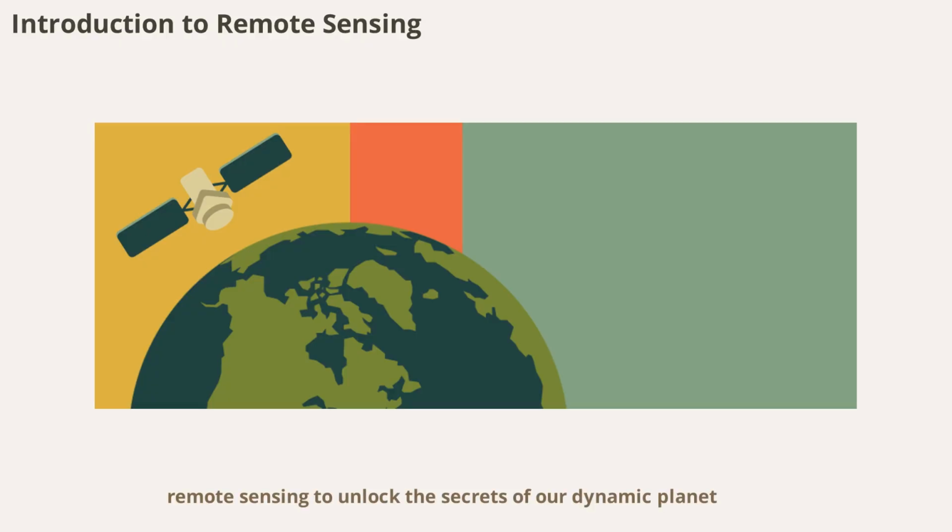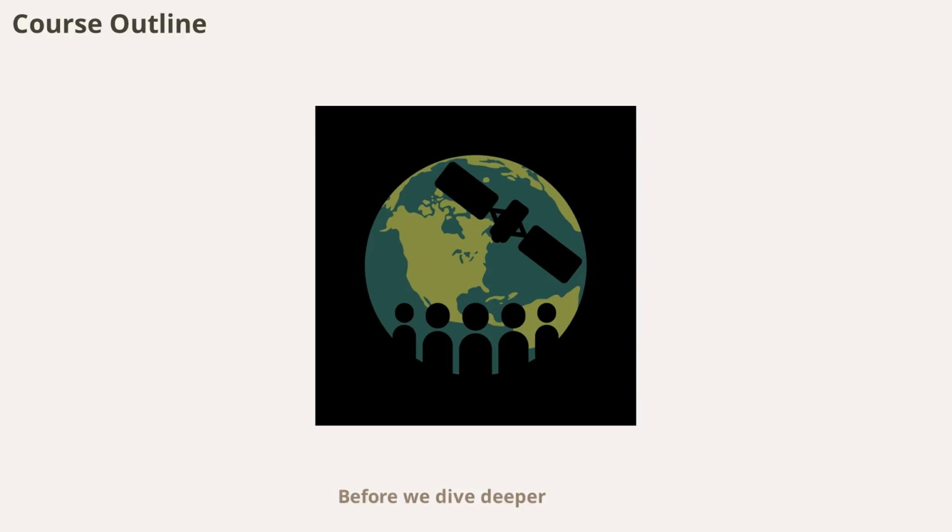of our dynamic planet. Before we dive deeper, let's take a quick look at what we'll cover in this training. We'll start with the basics of remote sensing, then move on to satellites and sensors, including their types and resolutions. We'll discuss how satellite data is processed, explore projections and coordinate systems, and weigh the advantages and disadvantages of remote sensing. Finally, we'll clarify some essential terminology. This comprehensive overview will help you build a solid foundation in remote sensing, whether you're new to the field or looking to refresh your knowledge.